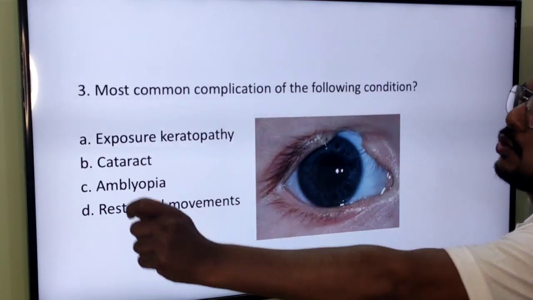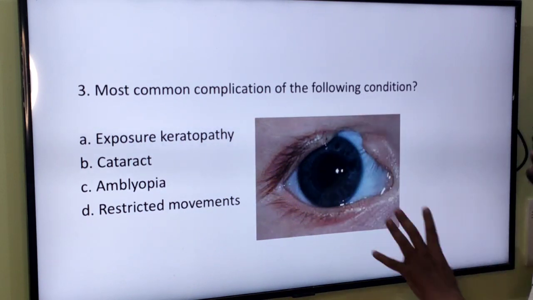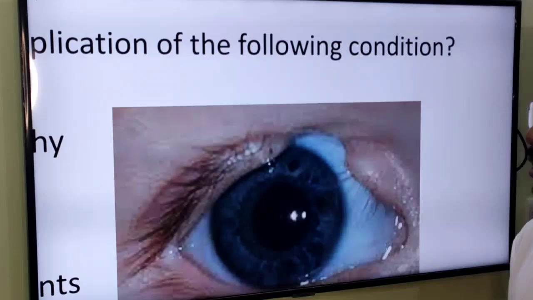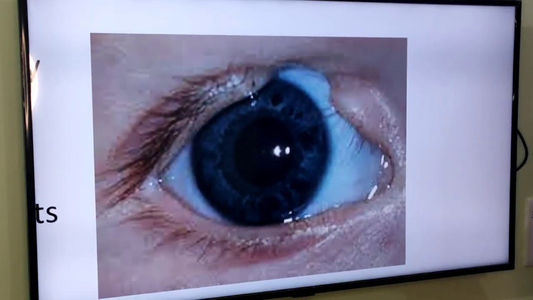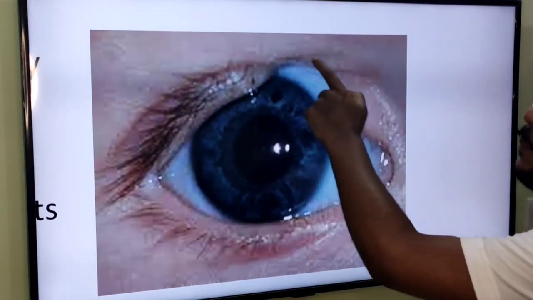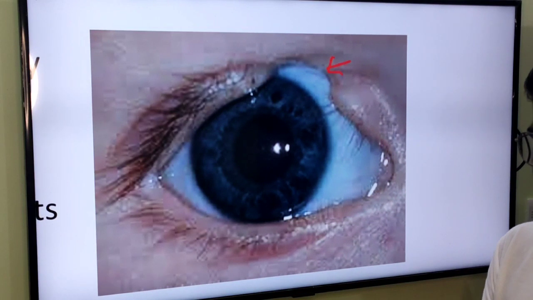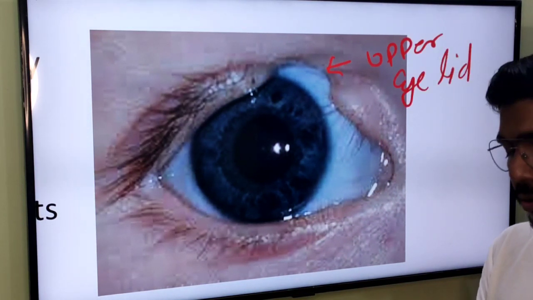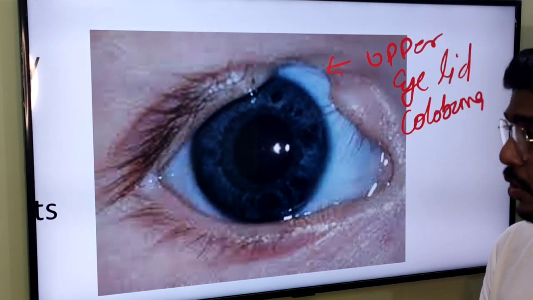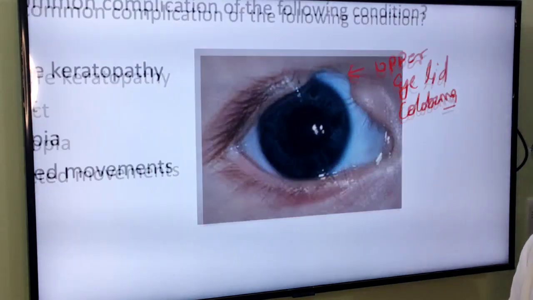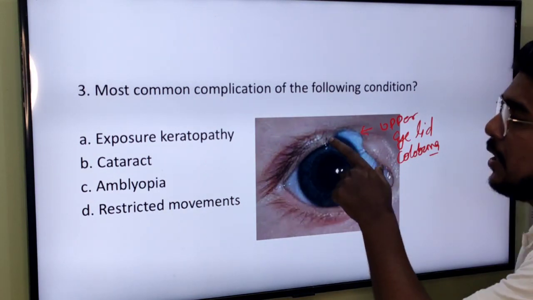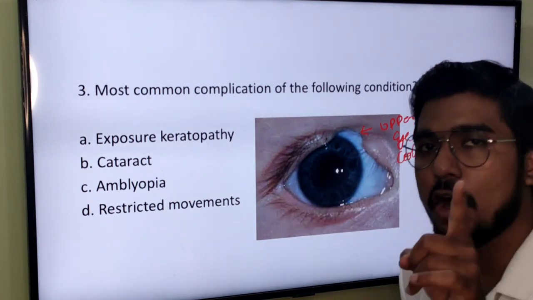Coming to the third important question, most common complication of the following condition. Can you see this condition? Let me enlarge it for you. Can you see this? See, there is an upper lid coloboma. Can you see here? This is the upper eyelid coloboma. And whenever the patient is trying to close his eyes, this portion will always be open.